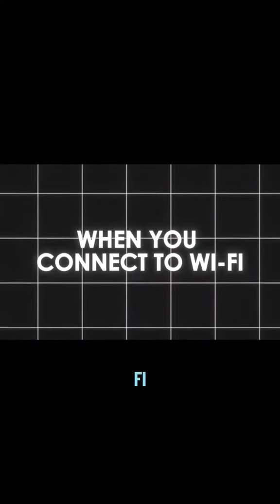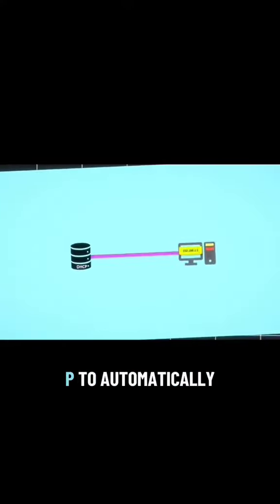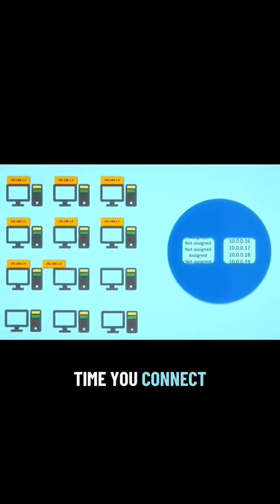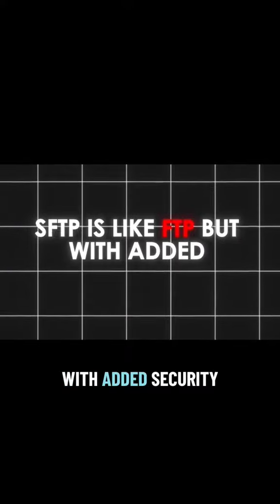DHCP. When you connect to Wi-Fi, your router uses DHCP to automatically assign an IP address to your device. Without DHCP, you'd need to manually assign an IP to each device, which would be a hassle every time you connect to a network. SFTP is like FTP but with added security.